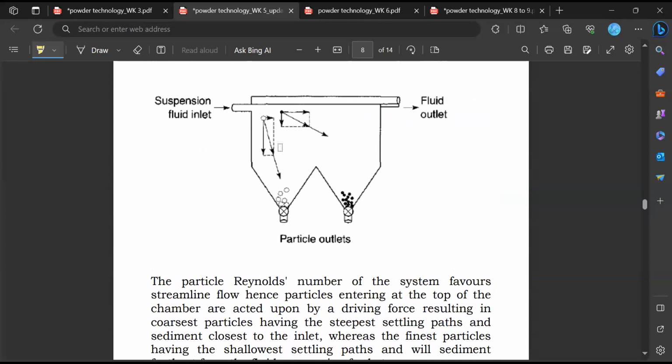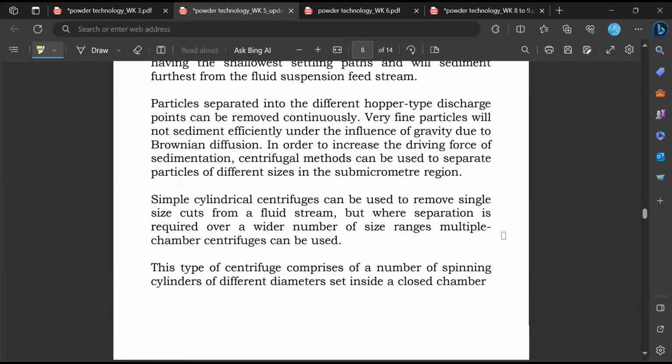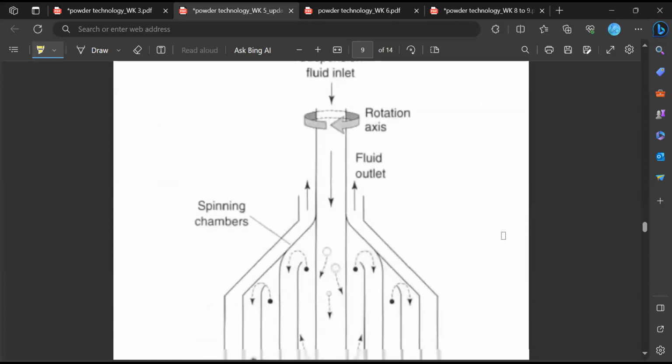Then there are other methods where the suspension is put into this inlet over here, and this is just filled with fluid, and you expect that the bigger particles will go towards the first outlet, compared to the smaller particles which will go to the furthest outlet. Then this is another one.